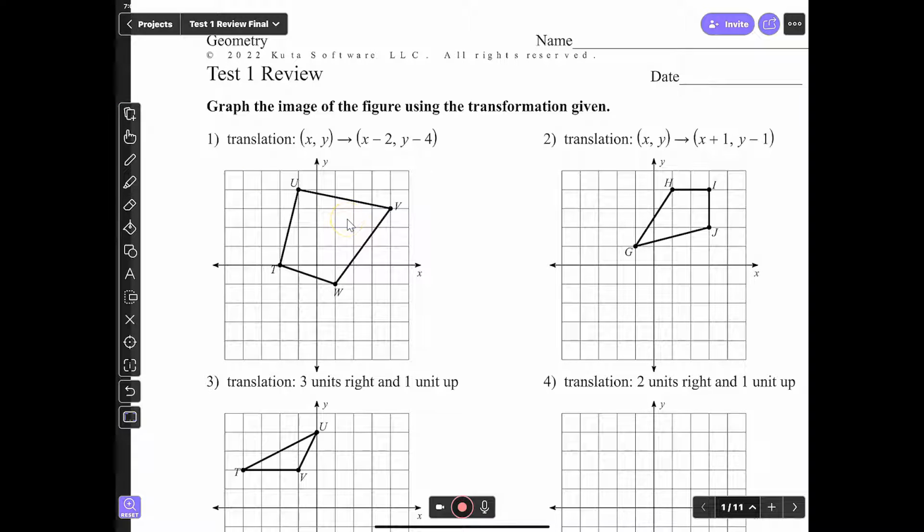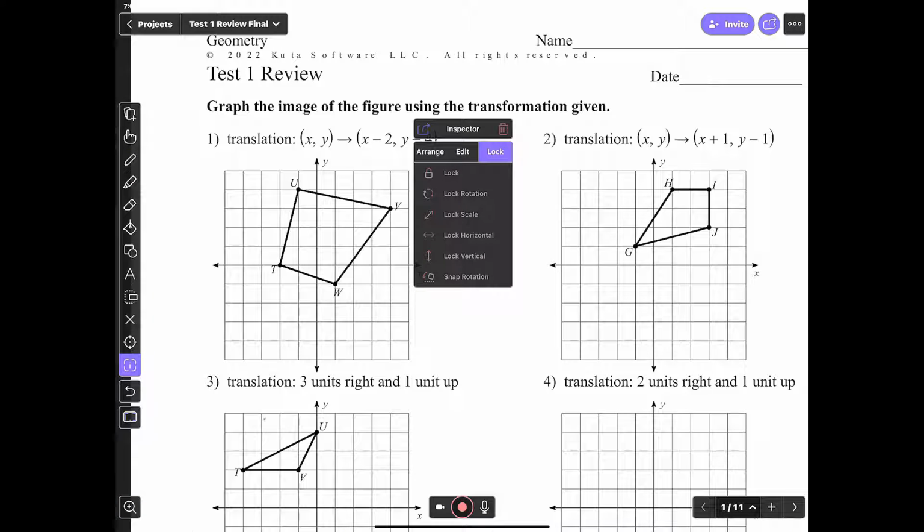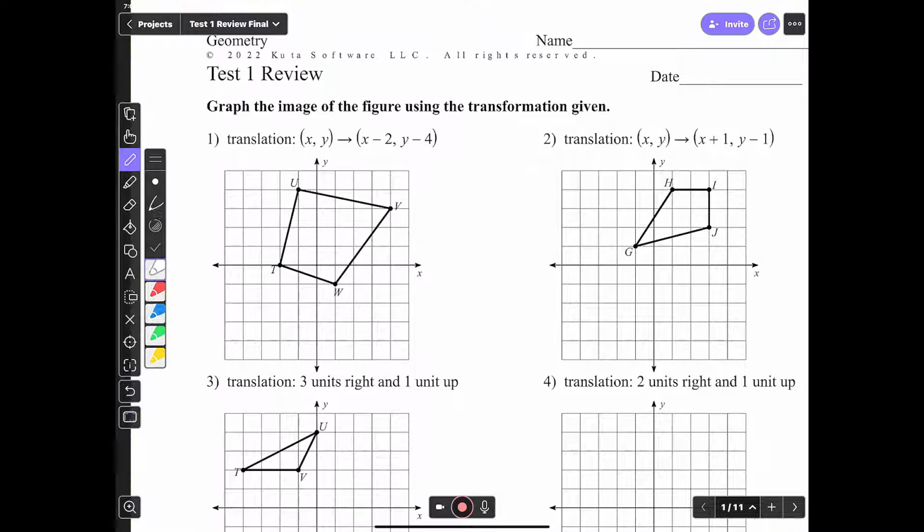Okay, I'm going to be doing the review for the upcoming test. The first one says, graph the image of the figure using the transformation given. So that -2 and the -4 means we're going to go 2 units to the left and 4 units down for each point. So that's what I'm going to do.